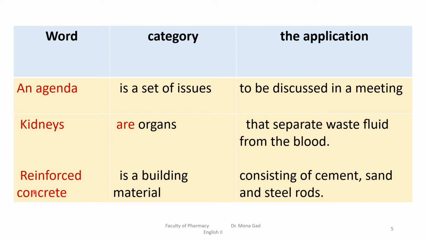Another one, reinforced concrete. What is it? It's a building. Nice. It's a building material. That's good. For what? Used for what? Used in building what? Used where? When? Consisting of cement, sand, and steel rods.